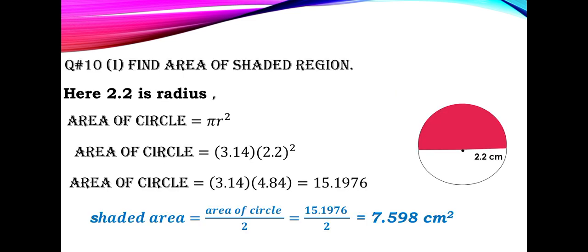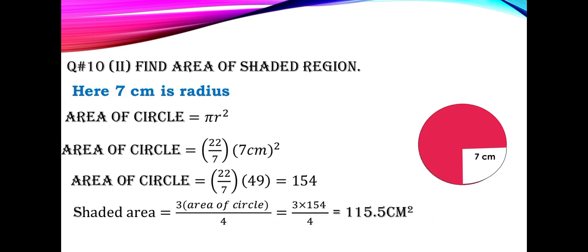So here 2.2 is the radius. Area of circle is equal to pi r squared. Area of circle is equal to 3.14 multiplied by 2.2 squared. So 4.84 is the square, and you have to multiply it. We're going to get 15.1976. Shaded area is equal to area of circle divided by 2. So 15.1976 divided by 2 is going to give 7.5988 centimeter squared. That's the area of the shaded region.